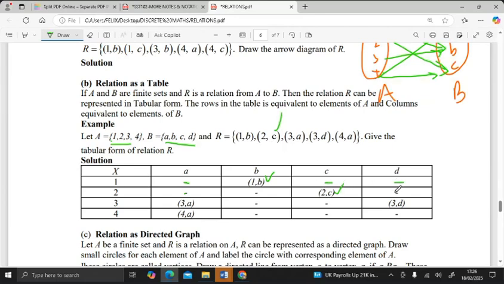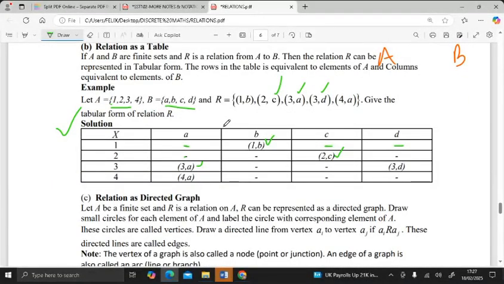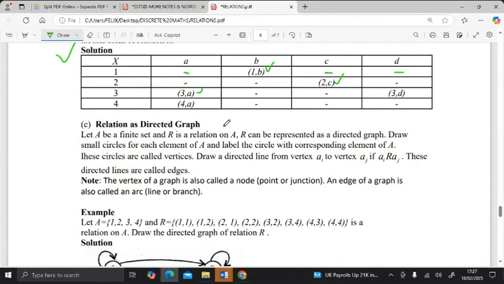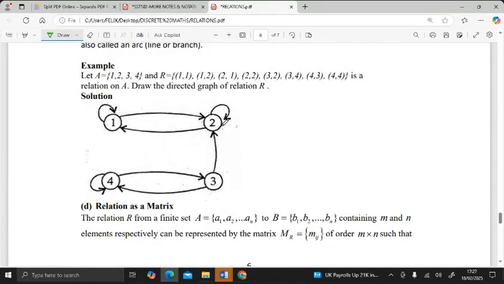Two is not related to A, and you can see it's not there. Again, that is B, not there. Two is related to C, that is it. So anywhere that we don't have any relation, we represent it by a blank. Three is related to A, and the rest are blanks, all the way to 3 related to D. And then 4 is related to A, and that is exactly what we have. So this is what we call a table.